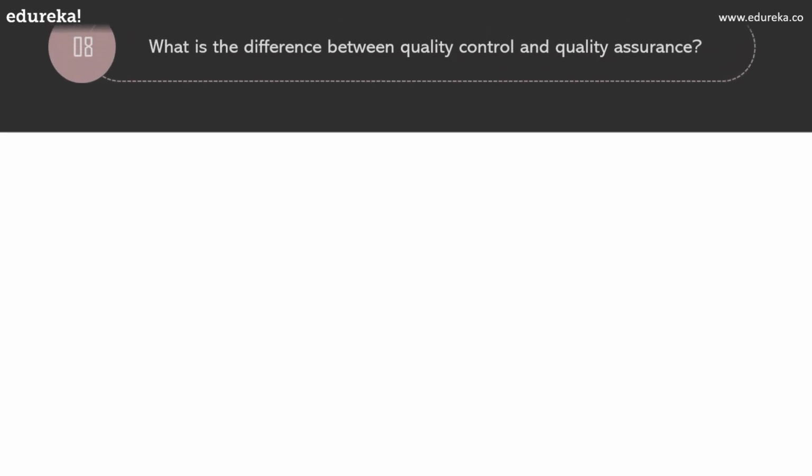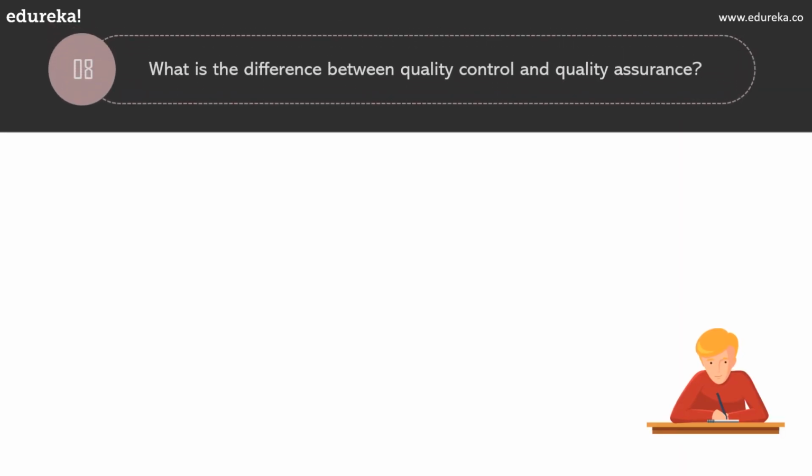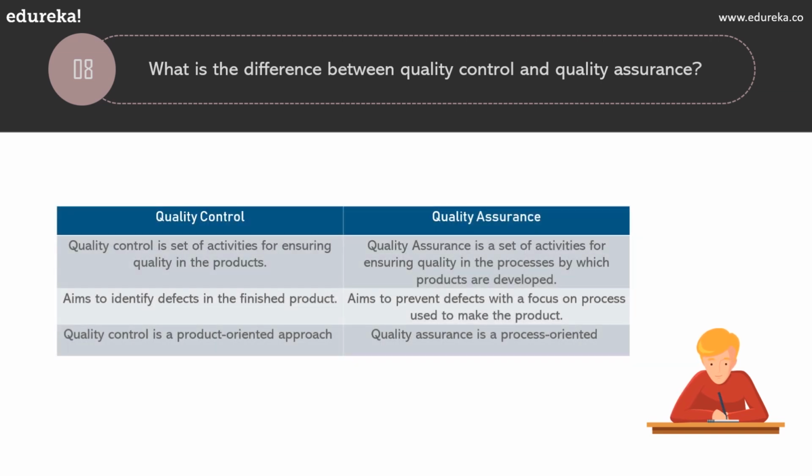So, the next question that we have is, what's the difference between quality control and quality assurance? We did already talk about what quality control is. Quality control is a set of activities for ensuring quality in the product. So the activities focus on identifying defects in actual product produced. Whereas quality assurance is a set of activities for ensuring quality in the processes by which products are developed.